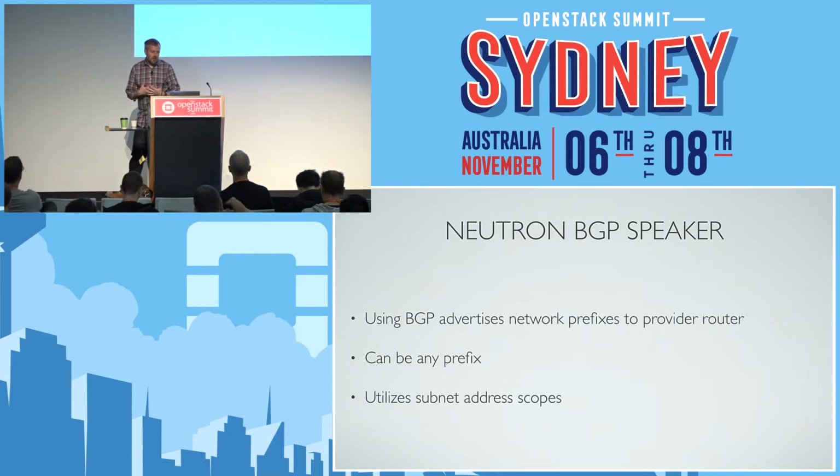So with Neutron, you kind of have a BGP speaker. Nice thing is, through peering relationships, you can establish a cloud and have it announce prefixes. It can basically be any prefix. It doesn't necessarily have to be RFC 1918 space. It can be publicly routable space. An interesting caveat is that it needs to use address scopes to work, and it's also best applied if you're using subnet allocation pools.